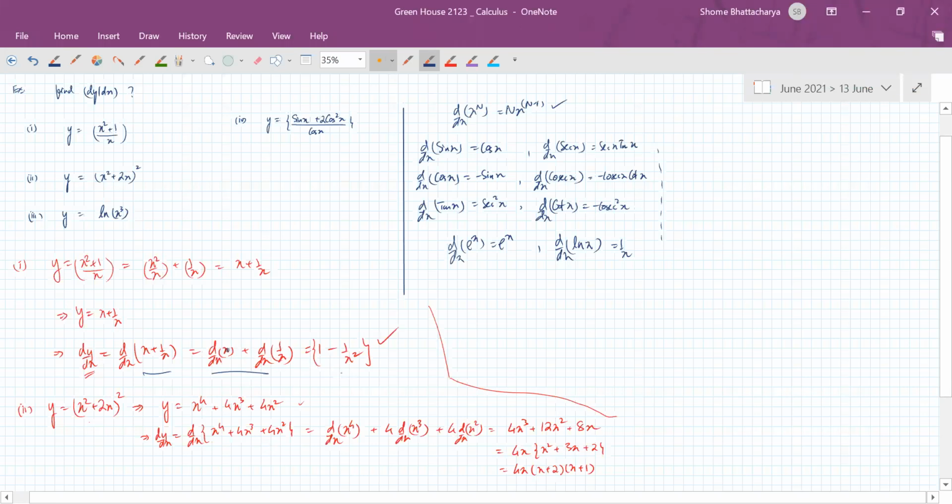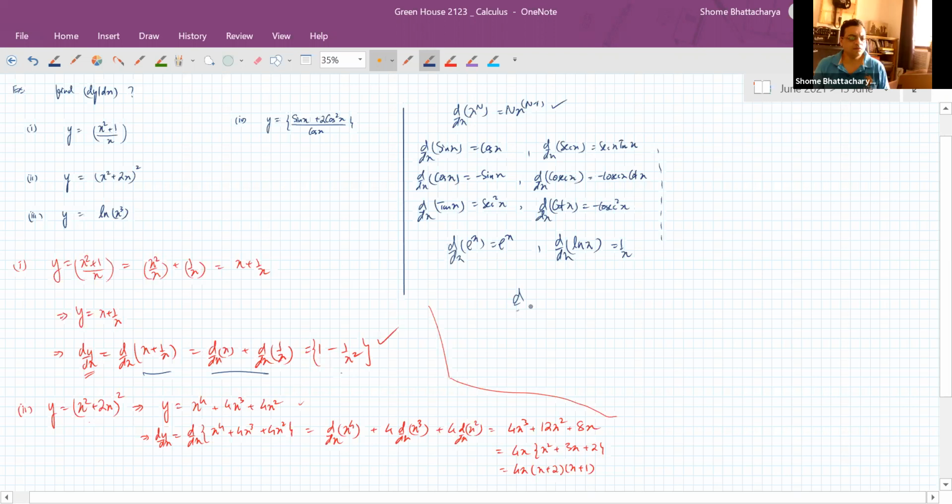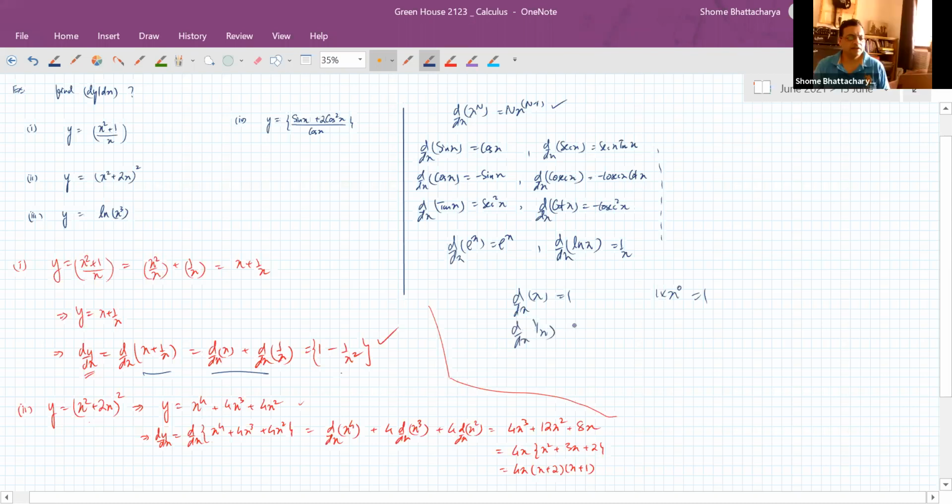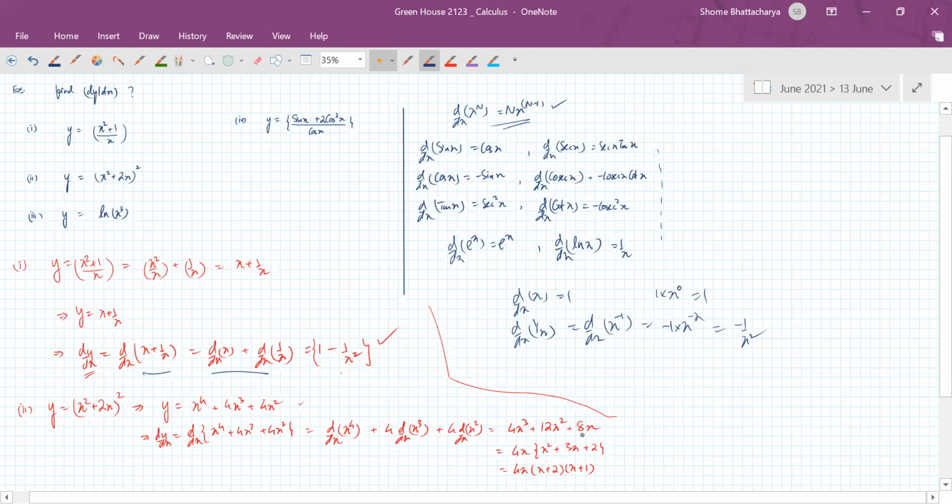Yes. Okay, so differentiation of x to the power 1 kya hoga? Just apply this formula. X to the power 1 hai na? So it will be 1 into x to the power 0, which is 1, correct? Yes. Aur differentiation of 1 by x kaise karenge? We'll write it as differentiation of x to the power minus 1, na? And then we'll use this formula. So minus 1 into x to the power minus 2. So that's how much? Minus 1 by x square. Okay. Got it.